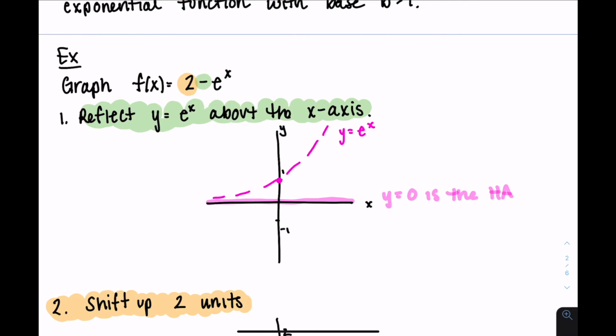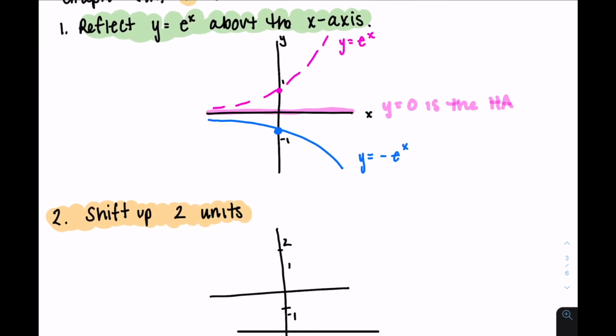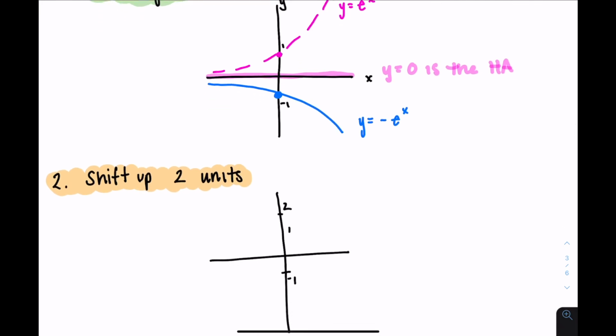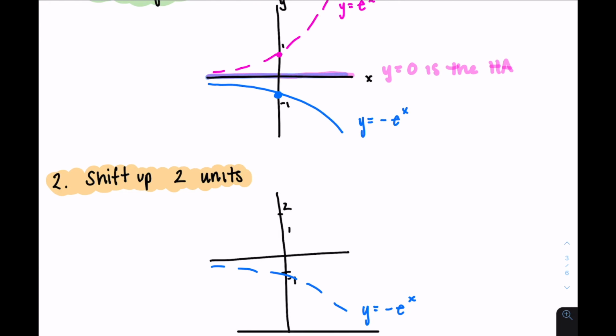So when we go ahead and reflect it, the point 0, 1 gets reflected to 0, negative 1. And here would be our graph of y equals negative e to the x. Now I want to take this and shift it up 2 units. So we've got our graph here, which I'm going to sketch in. Here's y equals negative e to the x. My horizontal asymptote didn't change because when you do that reflection, it doesn't change anything. So for negative e to the negative x, y equals 0 is the horizontal asymptote.